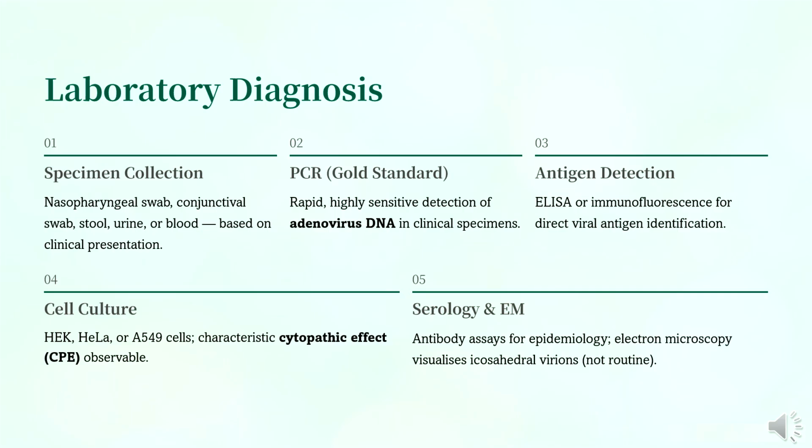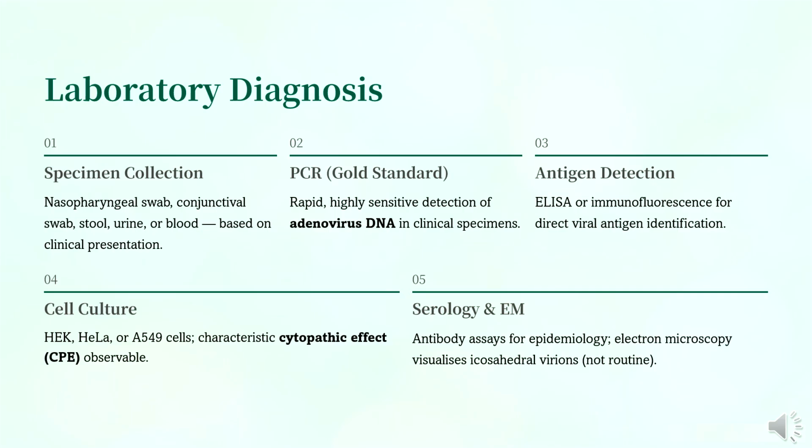The first detection technique is PCR, polymerase chain reaction, which is the gold standard for adenoviral diagnosis. It detects viral DNA directly, and the second is antigen detection, that is rapid antigen detection methods including ELISA and immunofluorescence assay. Historically, adenoviruses were isolated by cell culture using susceptible cell lines such as human embryonic kidney cells, HeLa cells, and A549 lung carcinoma cells.